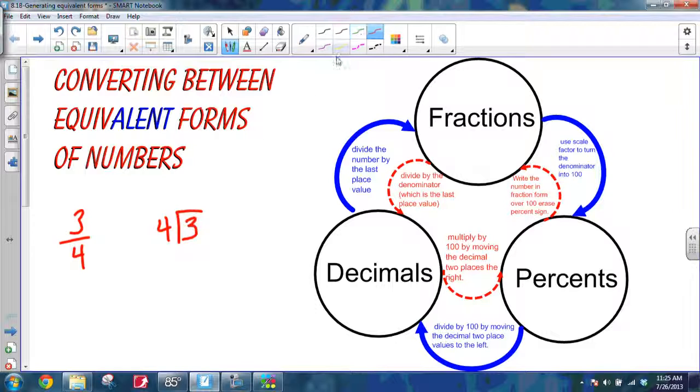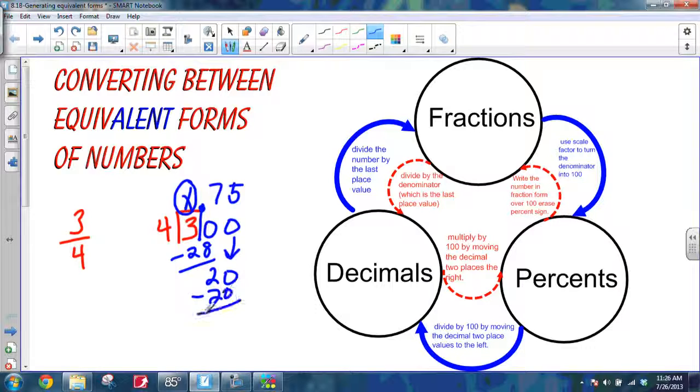So you'll put your decimal point, bring it up, and add 2 zeros to start. 4 going into 3, 0 times. 4 going into 30, 7 times. Minus 28 will leave you with 2. When we drop the 0, 4 goes into 20, 5 times. And that will leave nothing remaining. So our decimal is 0.75.